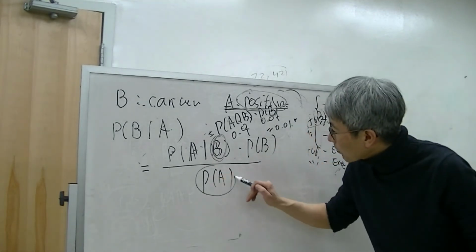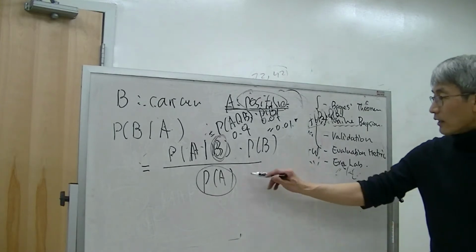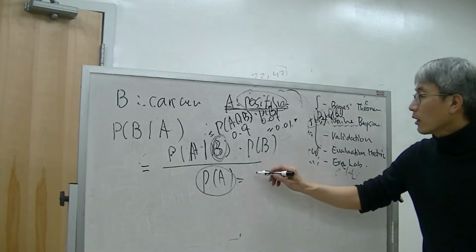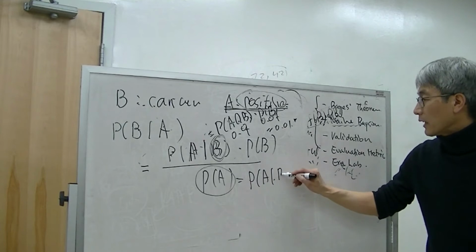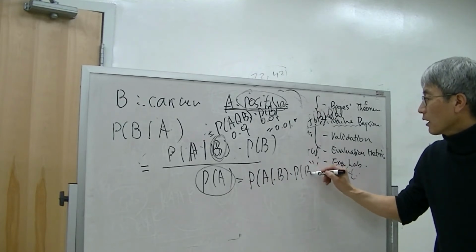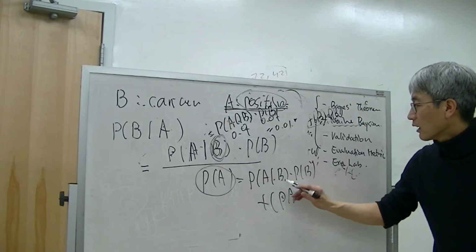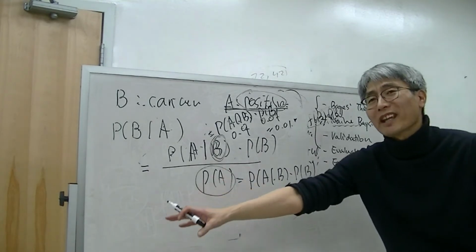The problem is P(A). How can we calculate P(A)? At that time, we can calculate the total. The probability rule: P(A) is P(A|B) times P(B) plus P(A|not B) times P(not B). Sometimes it's positive. Where does the positive case come from?